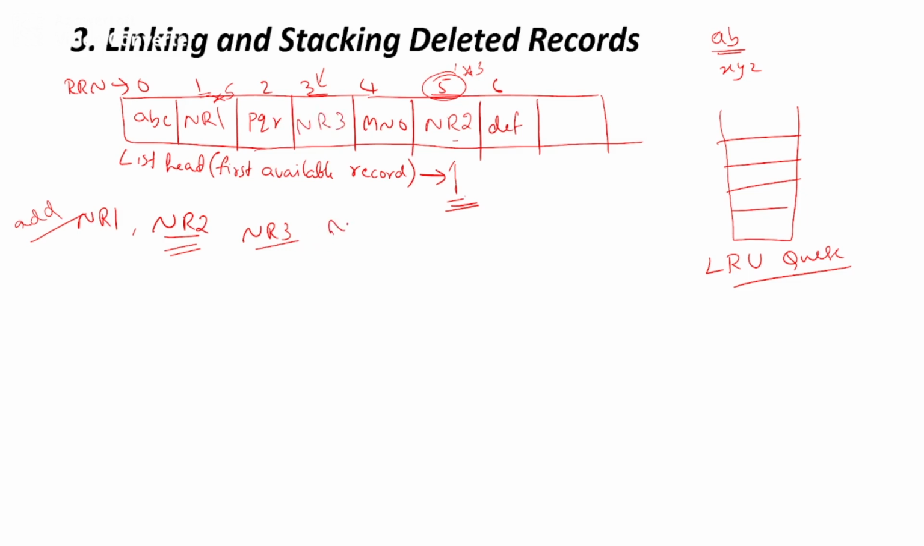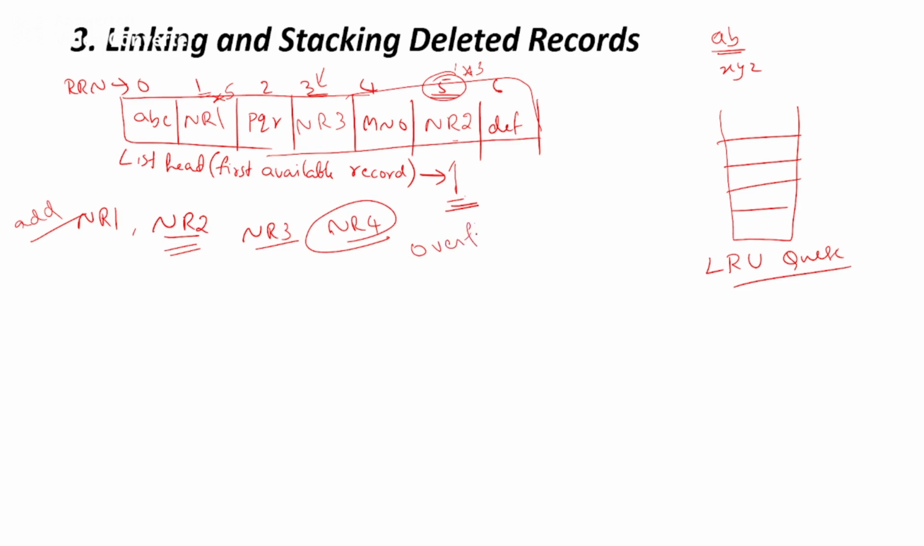Okay. Suppose I have new record 4, then where can I add? There is no place in our list. So if I want to add NR4, it will show you an overflow message because there is no place. So this is how it will act when we add records. Whenever we delete, we put the pointer, and to that place we are going to add the new things.